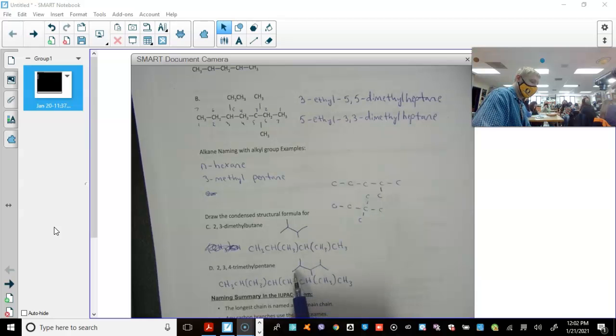Same thing with this one. We got 1, 2, 3, 4, 5 for pentane, and then 2, 3, 4 trimethyl. 1, 2, 3, 4 trimethyl. And then we write it all out. Questions on those?